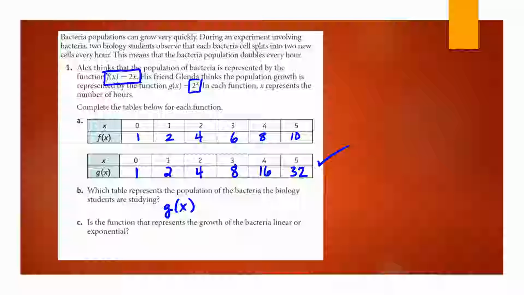So is the function that represents the growth of the bacteria linear or exponential? Well, it's not linear, is it? Because it doesn't have a constant rate of change. It's changing by a different amount every time. So it's exponential because there is a pattern. It's a common ratio. And so it's multiplying by that factor over and over and over and growing exponentially.